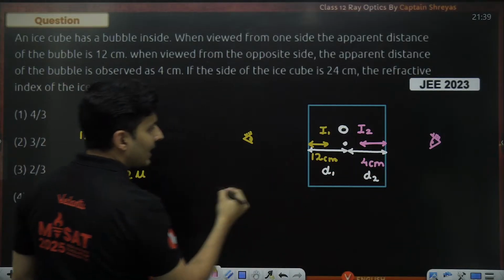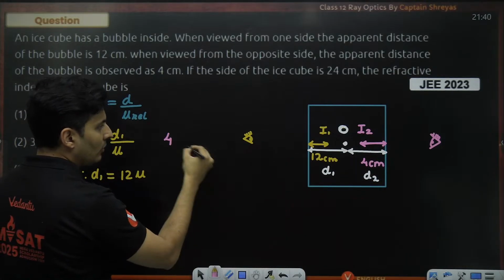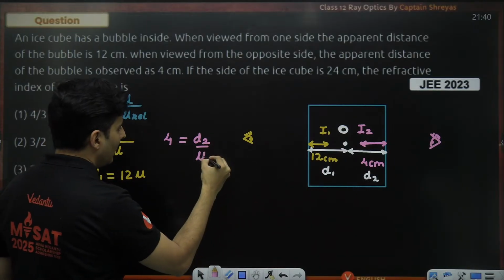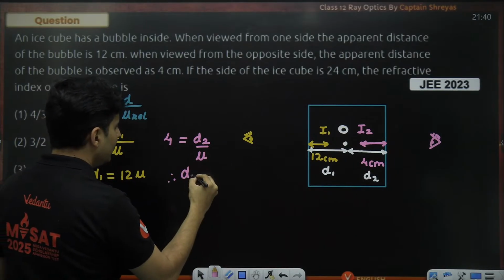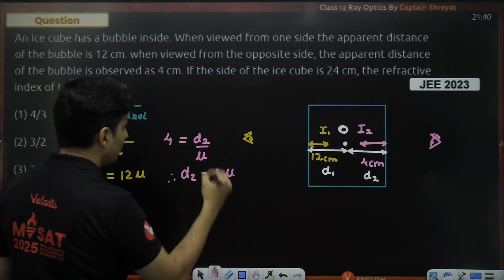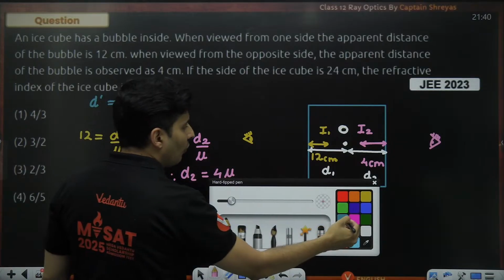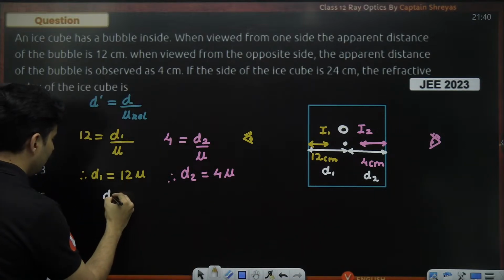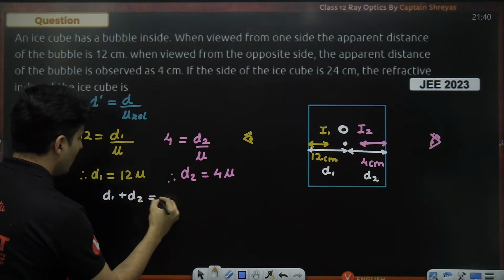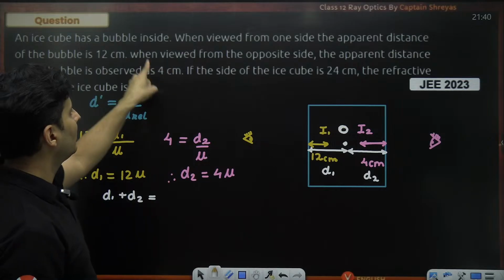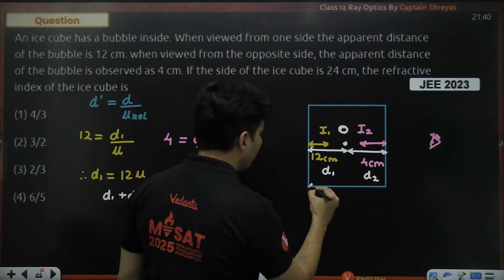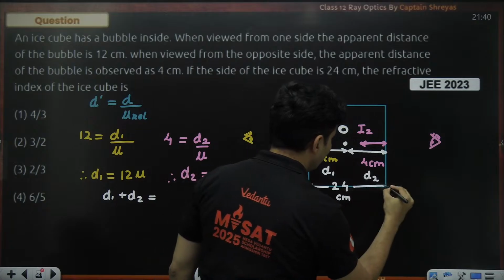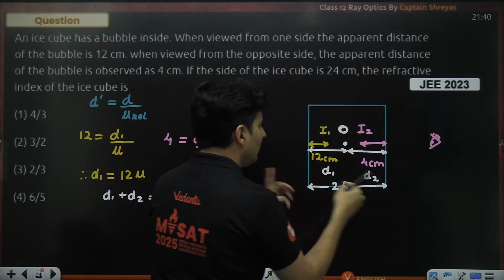Second time, I can say that apparent depth of 4 is the real depth D2 divided by the refractive index. So D2 will be 4 times mu. Now I have an idea. What if I add D1 and D2? Think about it. If I add D1 plus D2, I should get the entire side length of the cube, which is 24 centimeters, isn't it? So D1 plus D2 is 24.